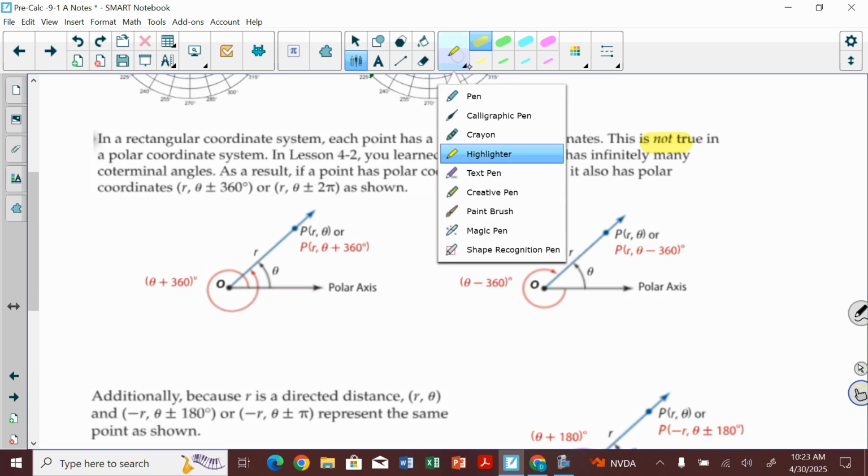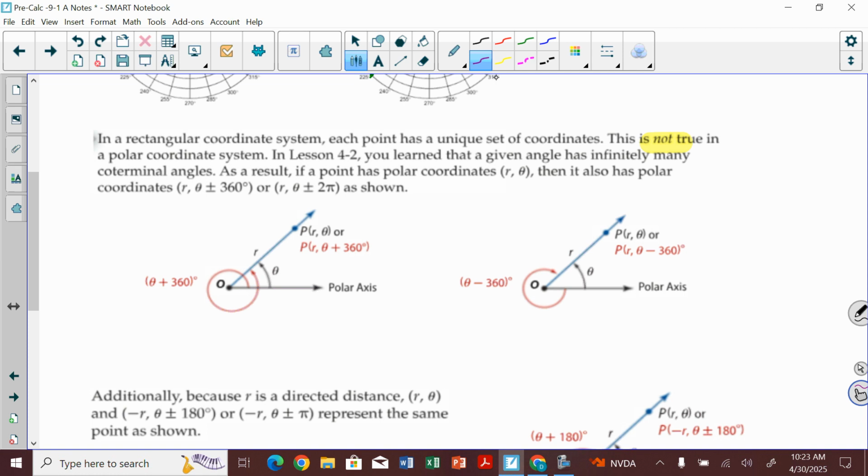So like I said here, we could show it really quick. If you're at this point, right, that's one point. But if I go around the circle one time, that's another point. If I go around again, that's a third point. So I can keep going around and get multiple points there. And that just kind of shows you where it's at, okay?